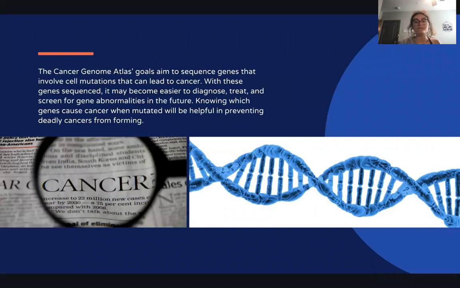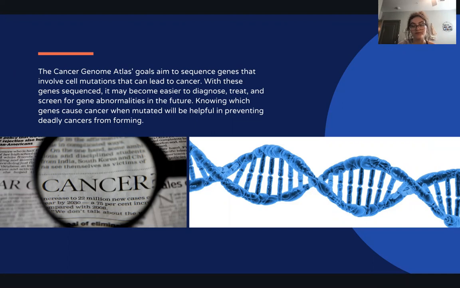Okay, so lastly, just a quick overview of the Cancer Genome Atlas. The Cancer Genome Atlas's goals aim to sequence genes that involve cell mutations that can lead to cancer. When these genes are sequenced, it can become easier to diagnose, treat, and screen for gene abnormalities in the future. So when we know which genes cause cancer when they're mutated, it can be helpful to prevent cancer.